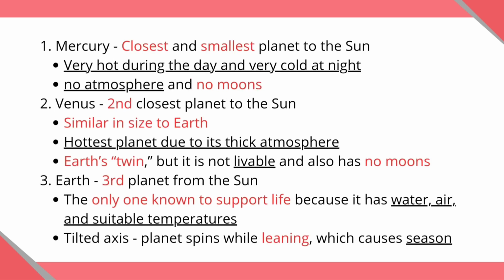It is the closest and smallest planet to the Sun, experiencing extreme temperatures, very hot during the day and very cold at night because it has no atmosphere and no moons. Venus is the second closest planet and is similar in size to Earth, but it is the hottest planet due to its thick atmosphere. Although called Earth's twin, it is not livable and also has no moons. The Earth is the third planet from the Sun and the only one known to support life because it has water, air, and suitable temperatures. Its tilted axis means the planet spins while leaning, which causes seasons.